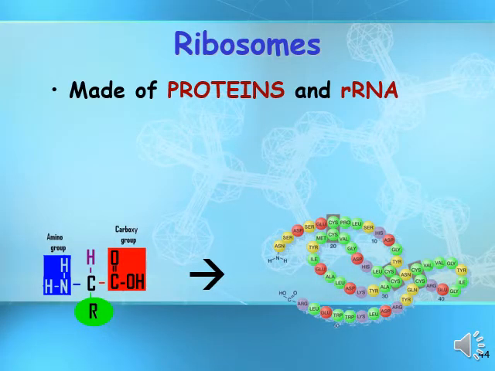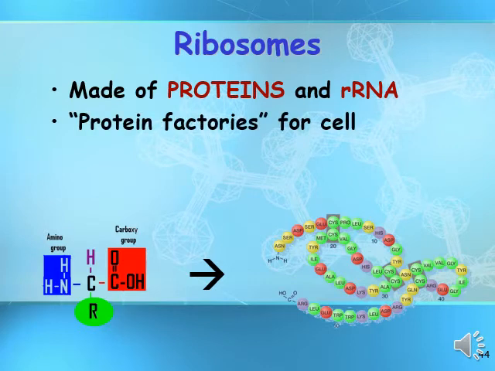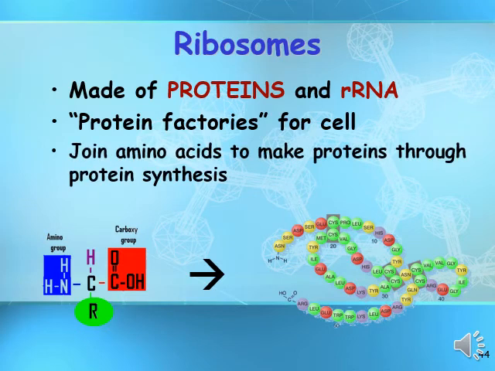Ribosomes are made of proteins and ribosomal ribonucleic acids. They are the protein factories for the cell. The machinery for protein synthesis is the ribosomes, through joining amino acids, constituting or making proteins via protein synthesis.